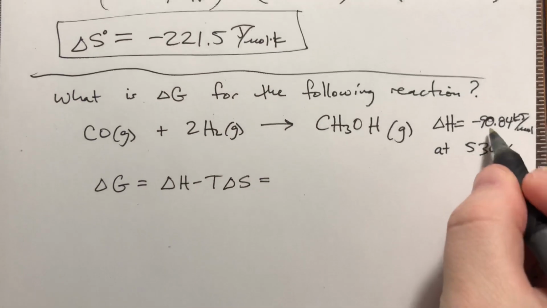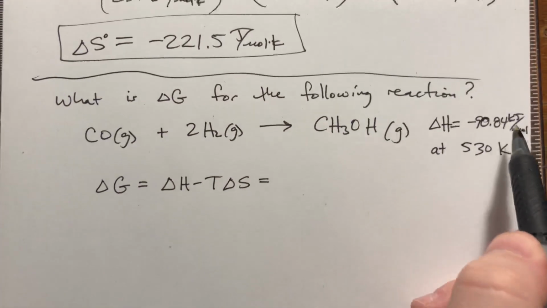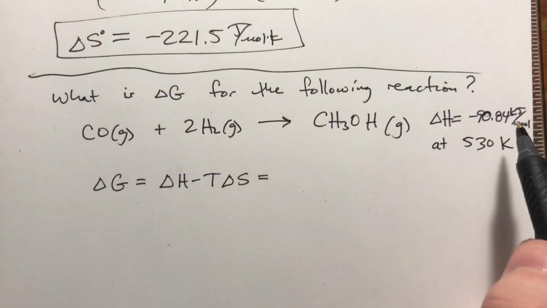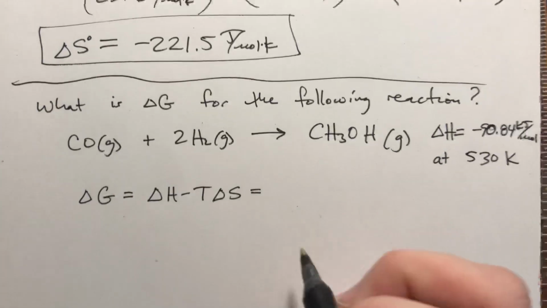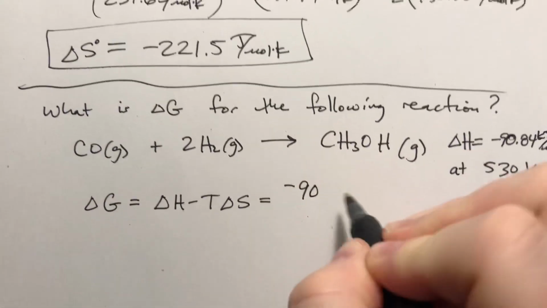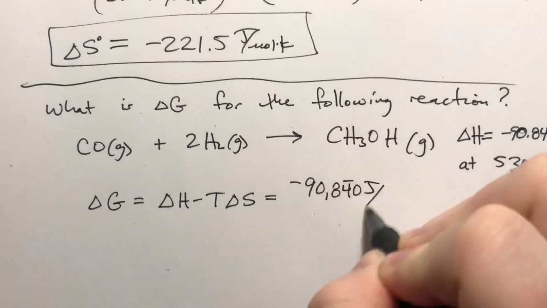So delta H is negative 90.84 kilojoules per mole. But the problem is this is kilojoules and this is joules. We need them to be the same, so I'm going to convert this to joules by multiplying by 1,000. So delta H is minus 90,840 joules per mole.